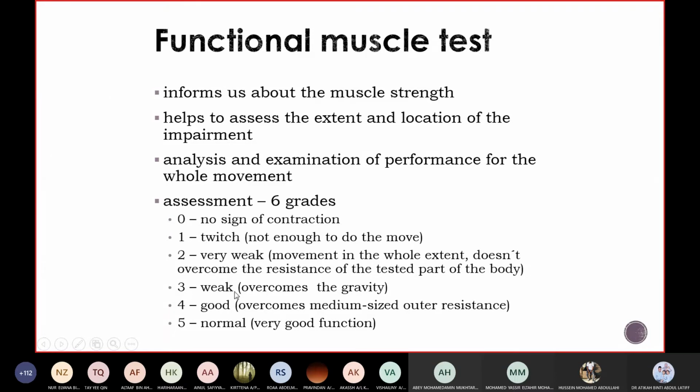If the patient can move against gravity, meaning you ask the patient to lift the hand upwards, away from the bed or away from a table, then you can give a 3.